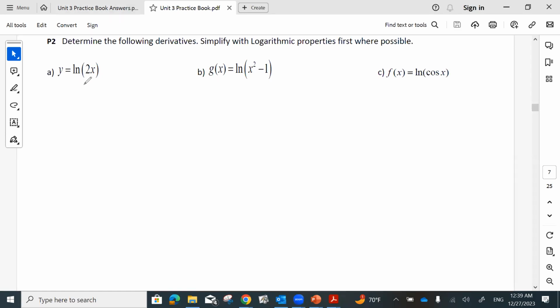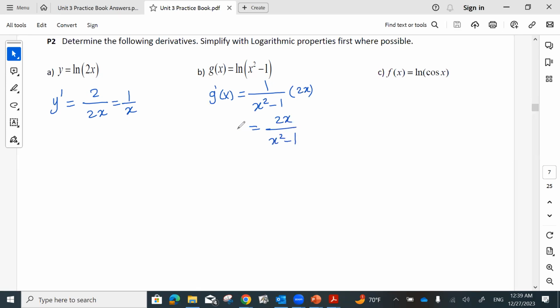Let's start. Ln 2x. So I can derive directly. Y prime equals the derivative of 2x, which is 2, over the function itself, 2x. So simply the answer is 1 over x. Here, g prime of x is 1 over the function, 1 over x squared minus 1, times the derivative of x squared minus 1, which is 2x. Simply the answer is 2x over x squared minus 1. This is the g prime of x.